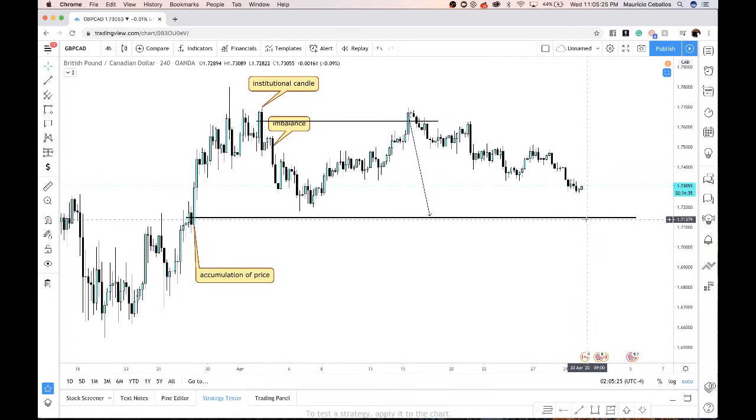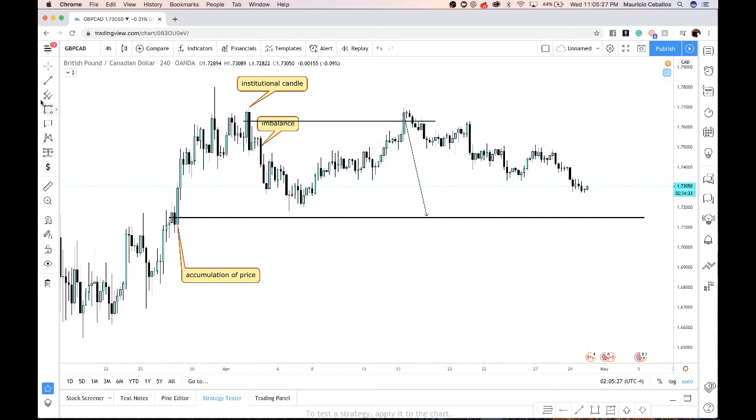Okay, this is our take profit zone that we're looking for in the future. And that's why you analyze again. Okay, what happened now over here? Is there any other space for you to take into consideration? Yes, there's this liquidity right here. There's an institutional candle over here.